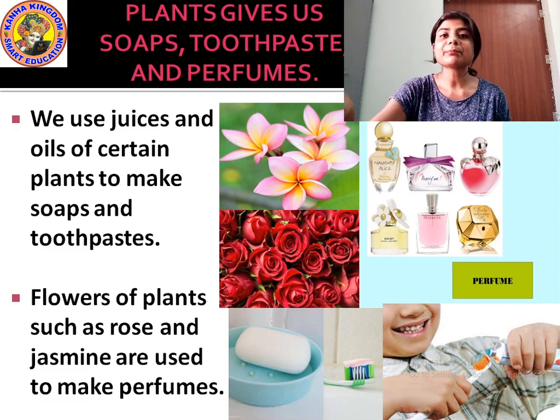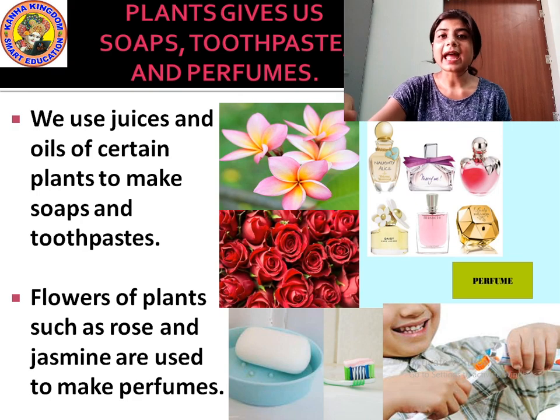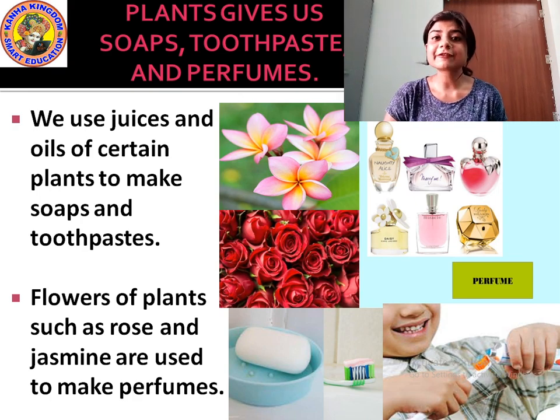Plants also give us wood. Big trees are cut down to get wood, for example the teak tree, sesame tree and pine tree. This wood is used to make furniture, houses, boats and carts. Then plants give us soap, toothpaste and perfume.